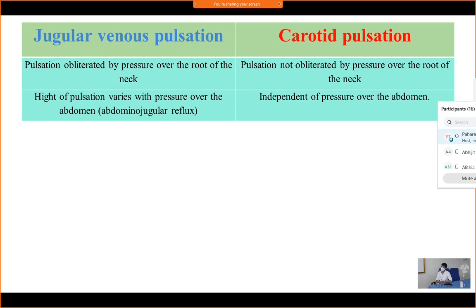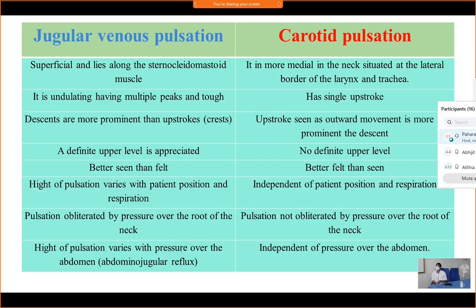Then the height of the pulsation varies with the pressure over the abdomen. That is called the abdomino-jugular reflex. But in carotid pulsation, it is independent of pressure over the abdomen. So if you press over the abdomen, it should basically be called abdomino-jugular, sometimes hepatojugular. But we do not press over the liver, but over the center of the abdomen.